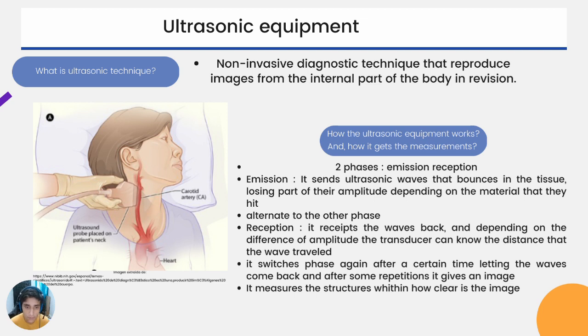We have two phases, emission and reception. Emission sends ultrasonic waves that bounce in the tissue, losing part of their amplitude depending on the material they hit. Later, we alternate to another phase, the reception, which receives the waves back. Depending on the difference of amplitude, the transducer can know the distance that the wave traveled, and also get a shape. It switches the phase again after a certain time, letting the waves come back, and it measures the structures, showing how clear the image is and how it looks.